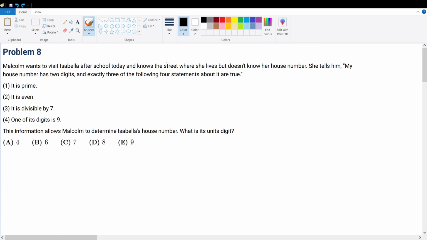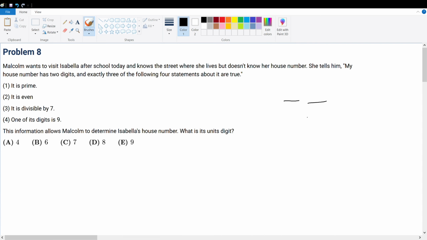Problem 8. Malcolm wants to visit Isabella after school today and knows the street where she lives but doesn't know her house number. She tells him, my house number has 2 digits. Alright, so let's write that down, 2 digits. And exactly 3 of the following 4 statements are true. It is prime, it is even, it is divisible by 7, one of its digits is 9. The information allows Malcolm to determine Isabella's house number. What is its unit digit?